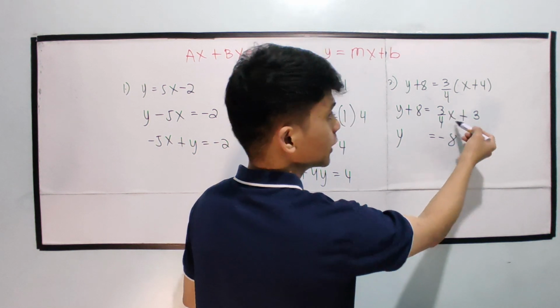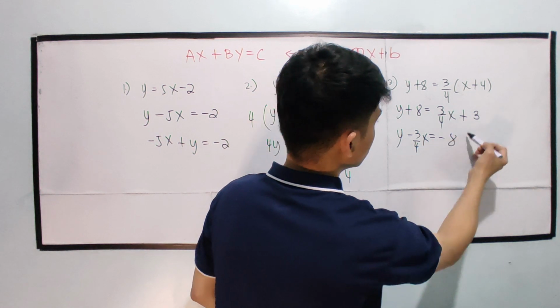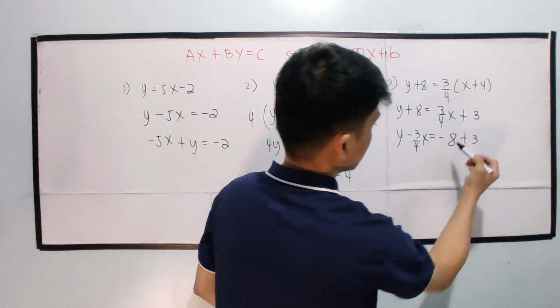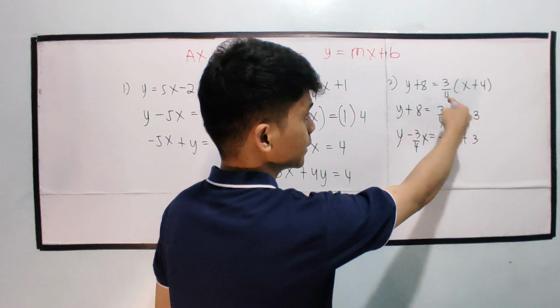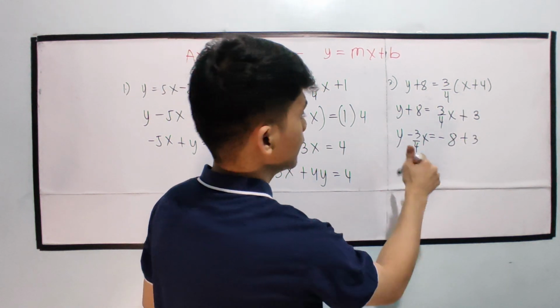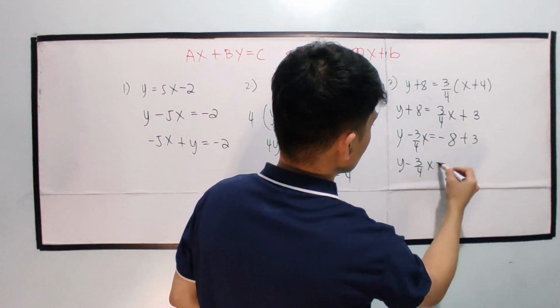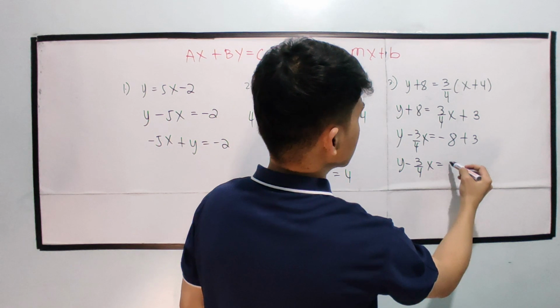And then, itong 3/4 x, lipat natin dito, magiging negative. Then, ito, dito lang siya. Okay? Okay, yung 8, nilipat natin, naging negative. Yung 3/4, nilipat natin, naging negative din. Then, simplify natin yan. Y minus 3/4 x is equal to negative 8 plus 3, that is negative 5.